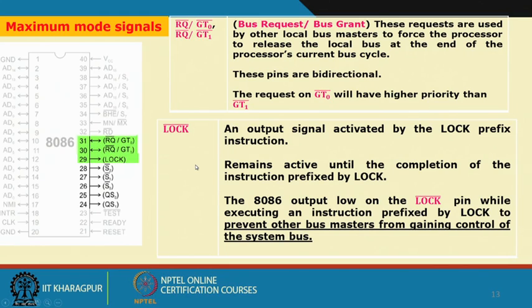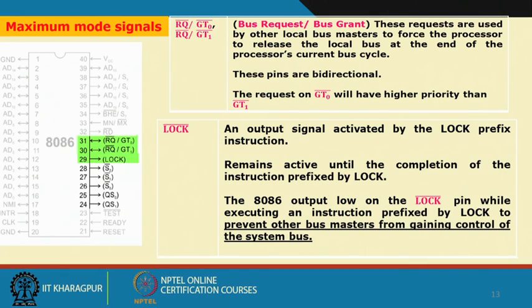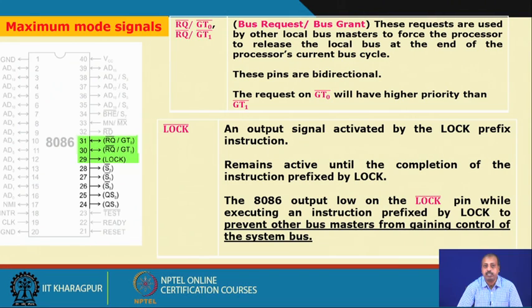Then there is another line, LOCK. This is an output signal activated by the lock prefix instruction. Some instructions have a lock prefix, and this remains active until the completion of the instruction prefixed by lock. The output is made low while executing an instruction prefixed by lock to prevent other bus masters from gaining control of the system bus. If the 8086 is in maximum mode, we have a number of such masters connected, a number of 8086 chips, and each of them can act as a master.